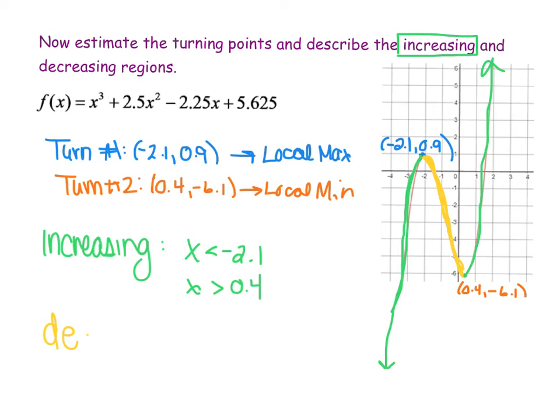So here my decreasing region is going to be represented by a compound inequality. And that's where x is on the smaller side of 0.4 and the bigger side of negative 2.1. So basically my decreasing region starts at negative 2.1 and goes all the way through until x is 0.4. So we can use our estimates of our turning points to find where our graph is approximately increasing and decreasing.